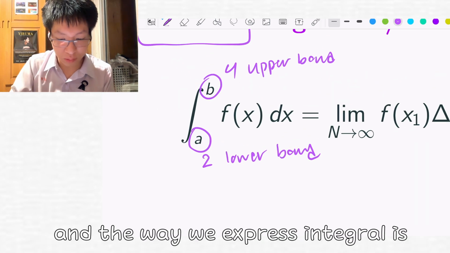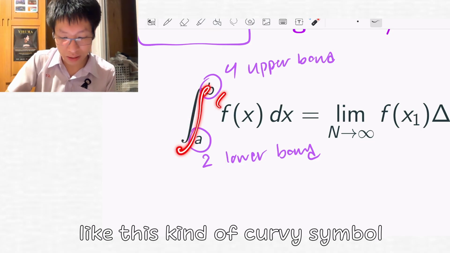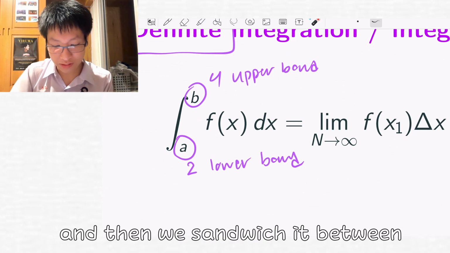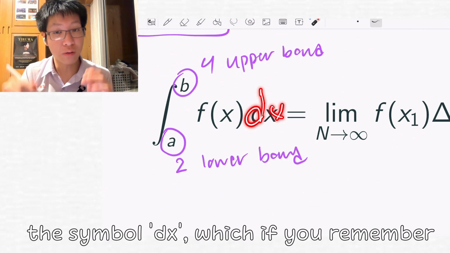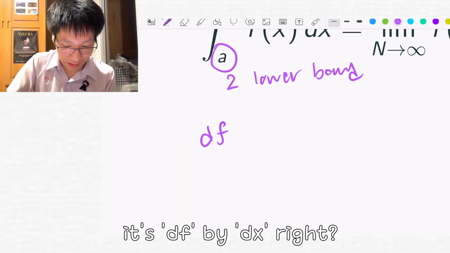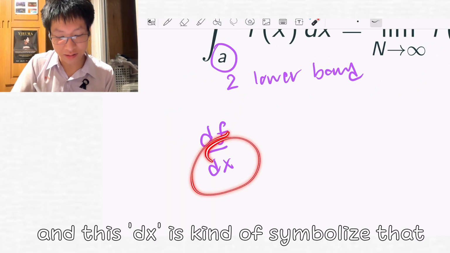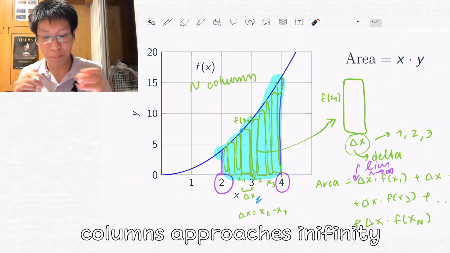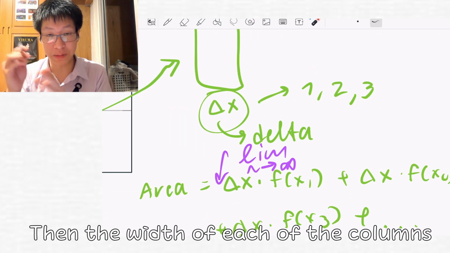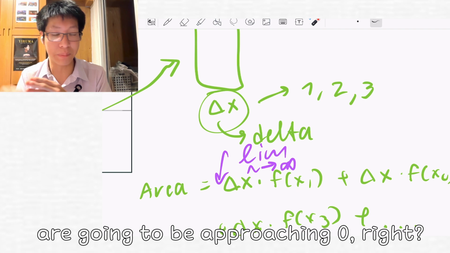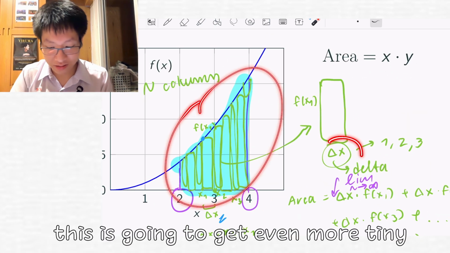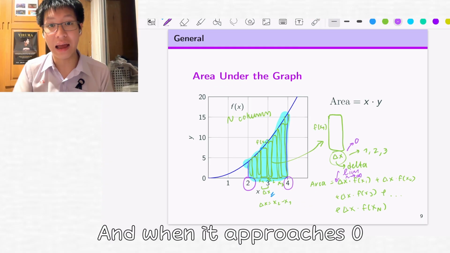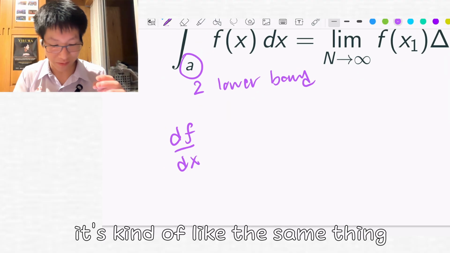And the way we express an integral is we write this curvy symbol, and we have the function whose area under it we are evaluating in the middle, and then we sandwich it with the symbol dx, which, if you remember from the definition of the derivative, is df by dx, right? This dx symbolizes a small tiny amount of x, because when you make the number of columns approach infinity, the width of each column approaches 0. As there are more columns, each gets even more tiny to fit them all in. And when it approaches 0, it's like the same thing that we write for the derivative.